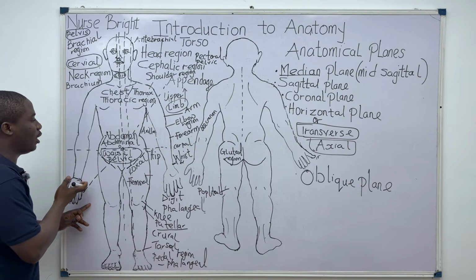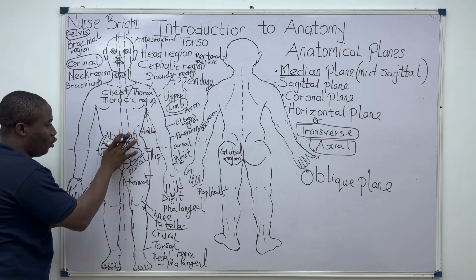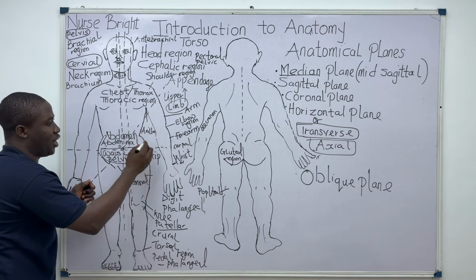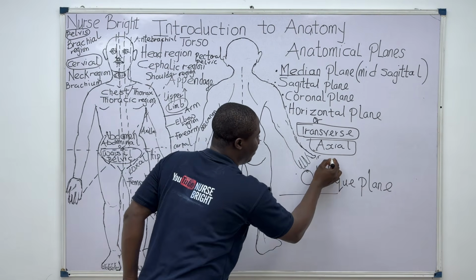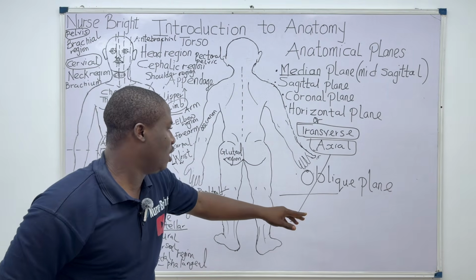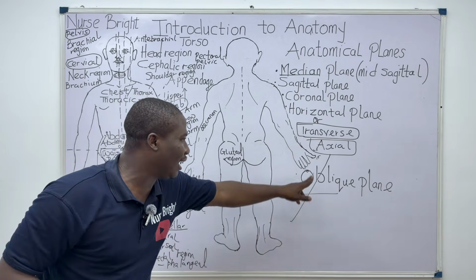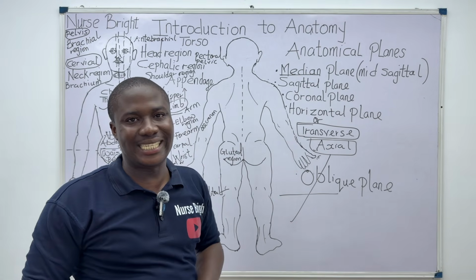It's dividing the body in this direction, forming an angle here. I know there is writing here, but there is an angle here. Like for instance, this horizontal plane now. So oblique is not coming like this. Do you understand? It is the diagonal plane. A plane that runs like this is an oblique plane, forming an angle but not 90 degrees.